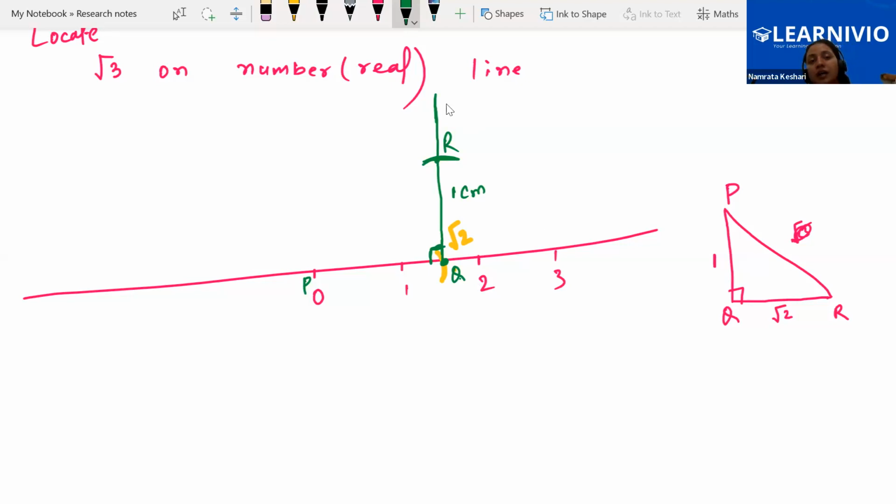Done, Sarah, Ayan and Farhan. Yes, ma'am. Now, if you join this P and R, automatically this hypotenuse PR will be root 3 units. This is how separately we have drawn and located root 3; PR is root 3. That much we can take as the measurement in the compass and make an arc over here. And we will say this black mark is the location of root 3. Located.